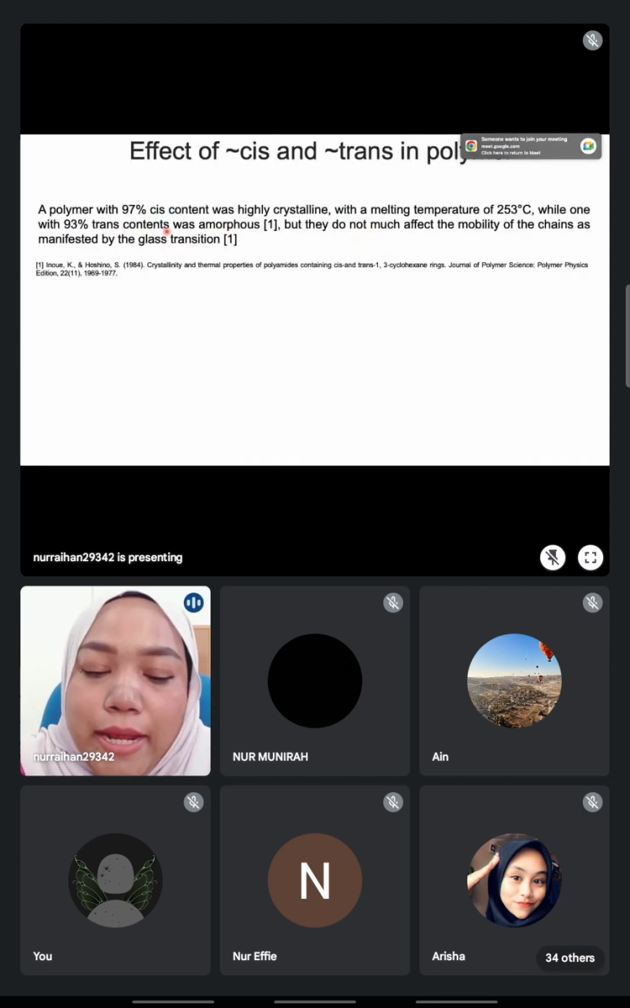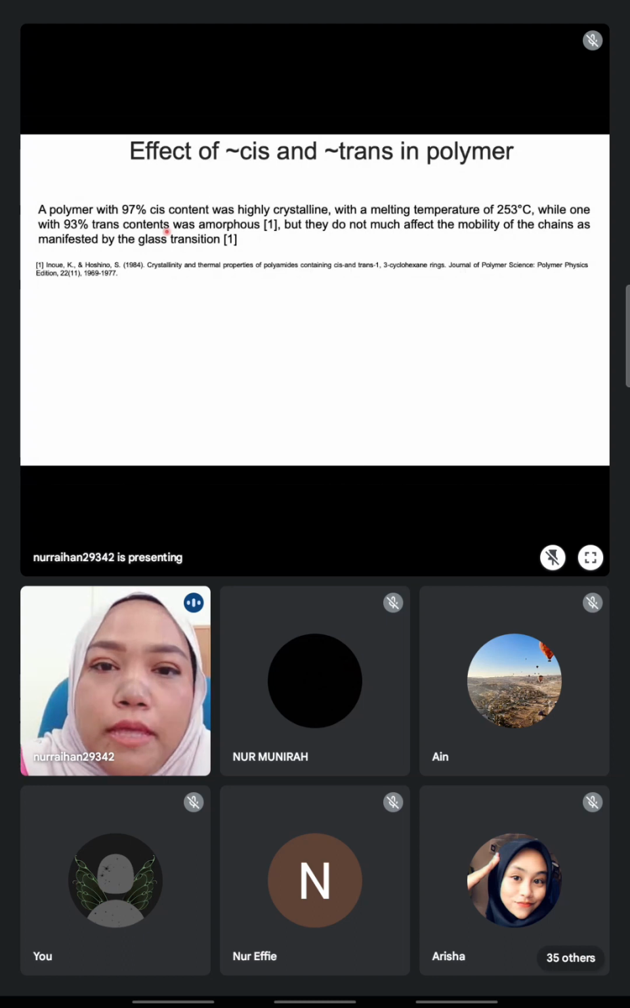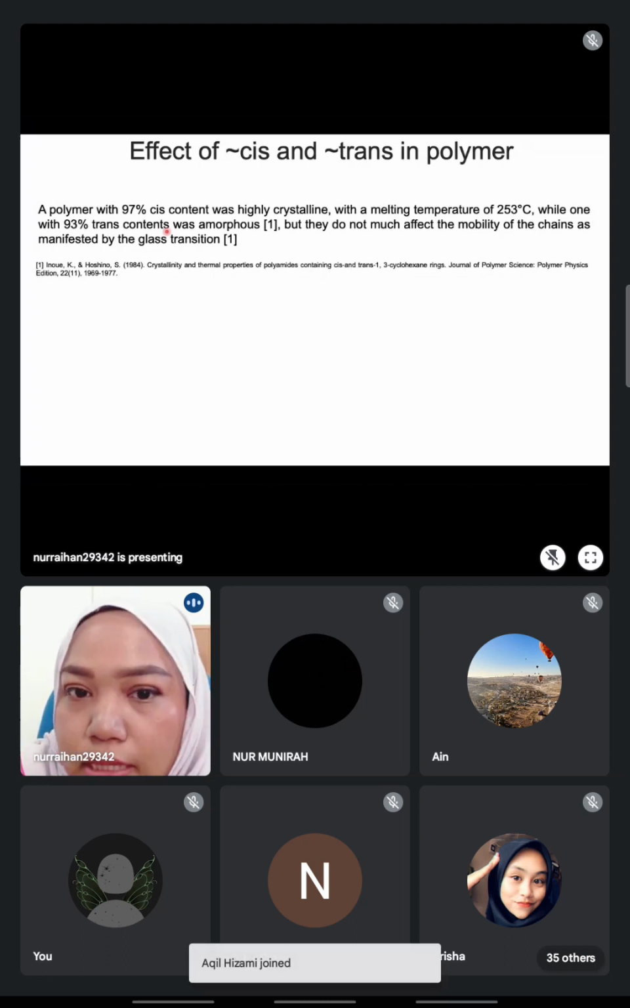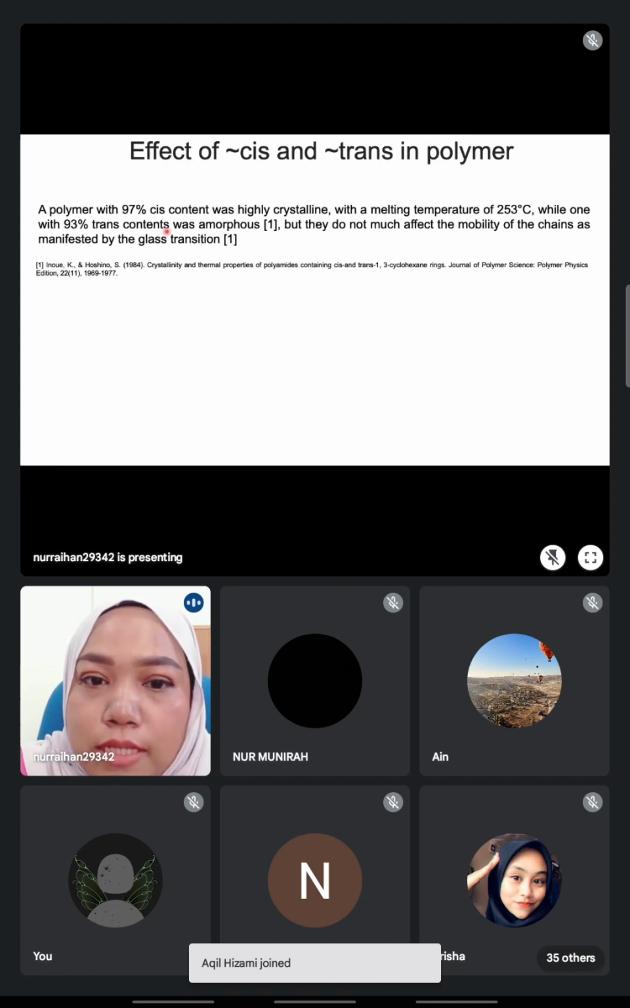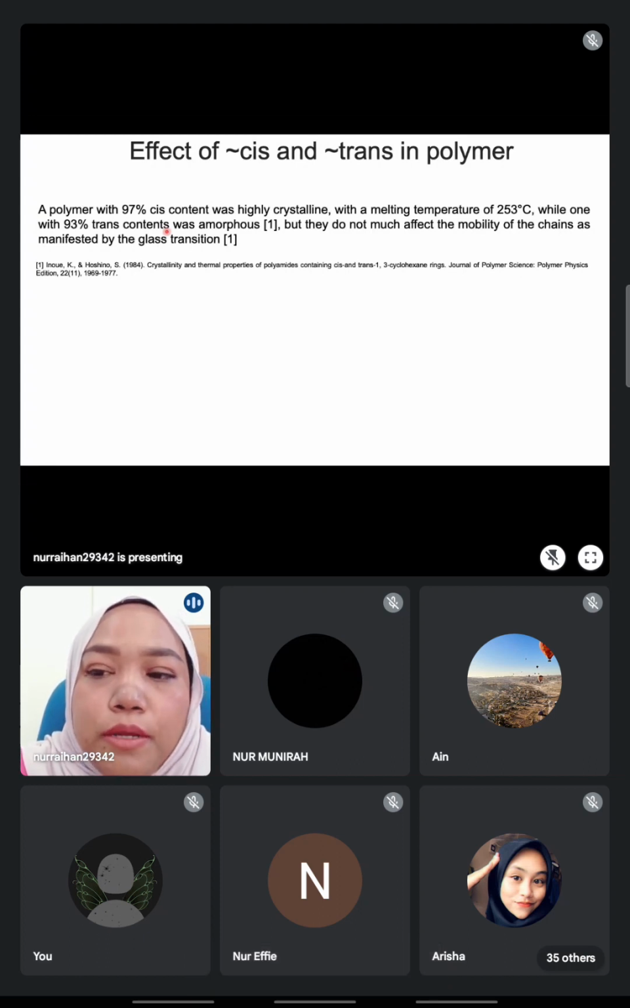So when they are trans and cis, the polymer will behave differently in terms of the amount of crystallinity, and they will also behave differently in terms of thermal energy. Okay, the melting temperature for the cis polymer will be higher compared to the trans polymer, even though they have the same formula. Okay, the same molecular formula.